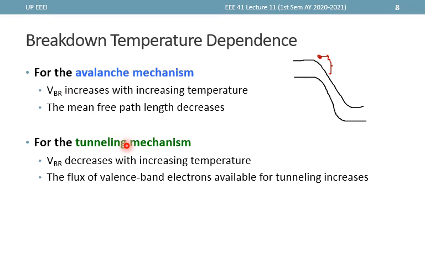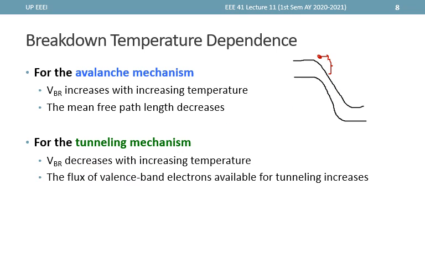For tunneling, however, the breakdown voltage actually decreases with temperature. That's because as we increase the temperature, the energy of the electrons increases, and therefore there are more electrons cramped up at these portions, which have some probability of tunneling. So if we have more electrons that can tunnel, then we'll need less voltage applied to reach that breakdown region.